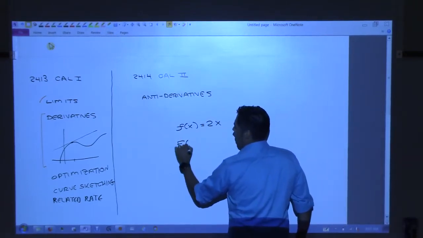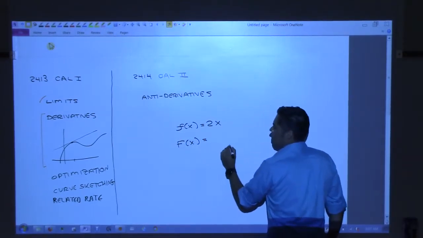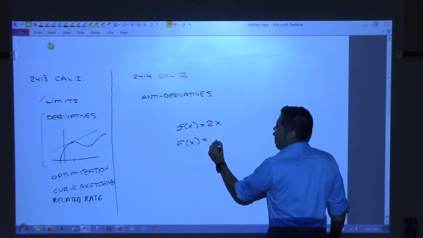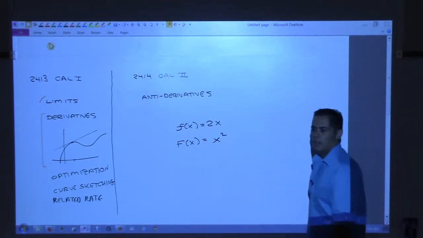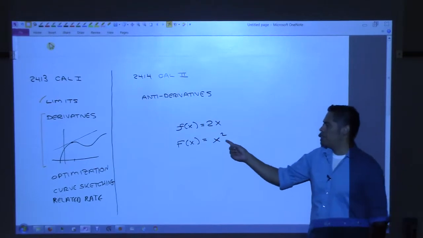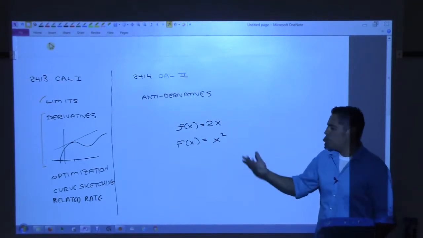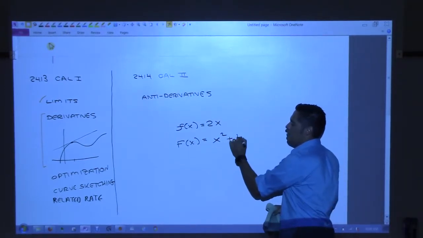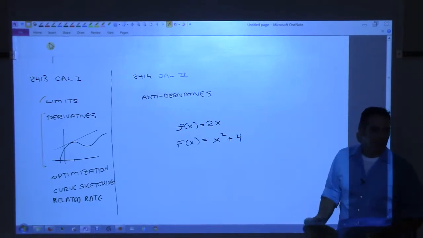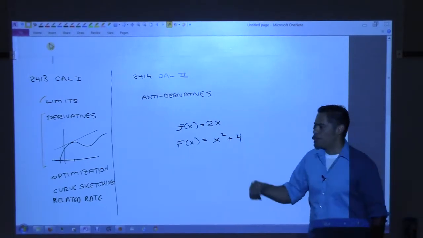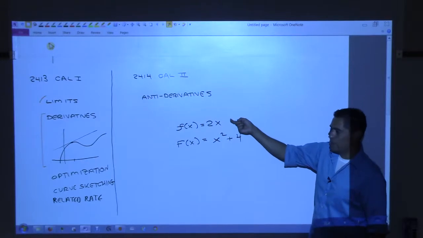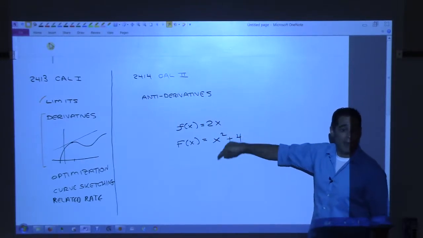I'm going to call it capital F. What? 2x squared? Or no, just x squared, right? x squared, because if you take the derivative of this, you get this, right? And then we'll find out later that you can actually add any number to that and it would still work, because the derivative of a constant is 0. So what we're going to be doing is the reverse process. We're going to be going backwards.